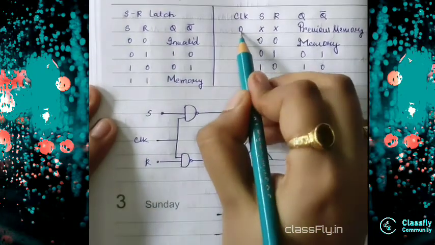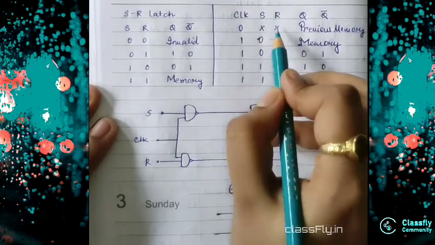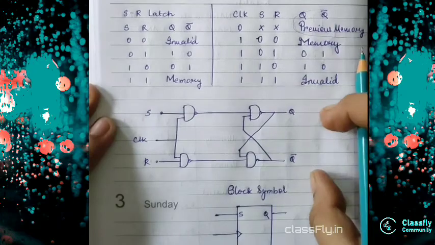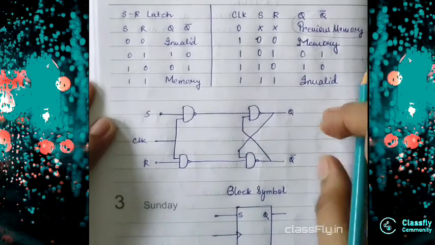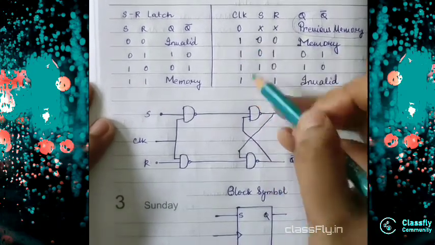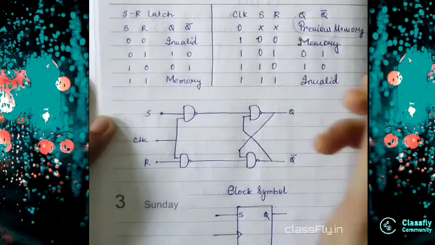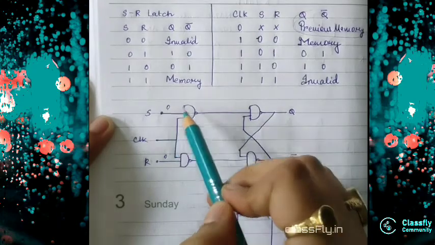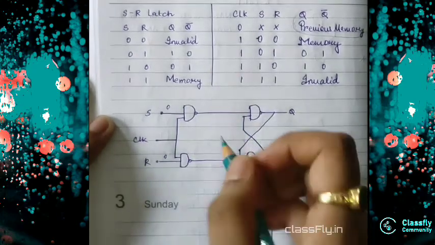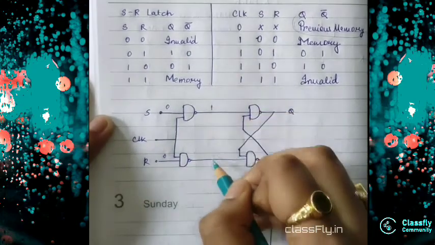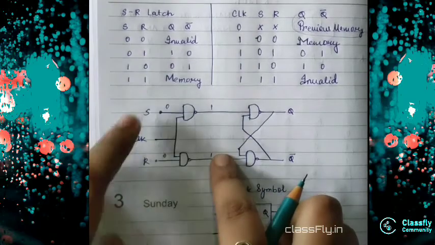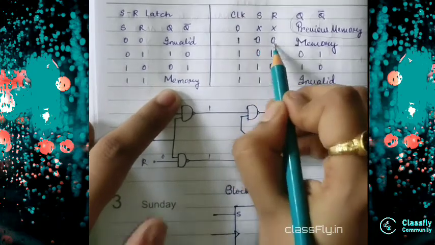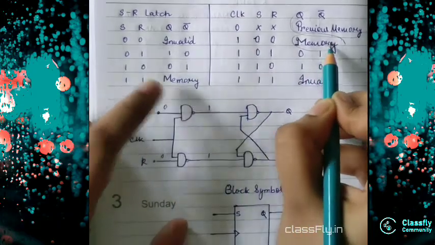So if my clock is 0 and there is no input, we will get the previous memory for the output of the flip-flop. When I make the clock high, that is 1 for the clock, and S and R are 0, we know that for 0 0 we will get 1 1, right? But when we do 1 1 for the latch, we get memory. So our output for 0 0 for the SR flip-flop will be memory.